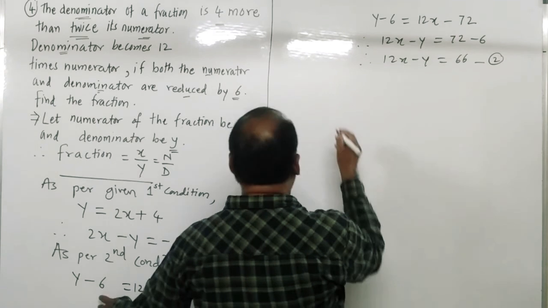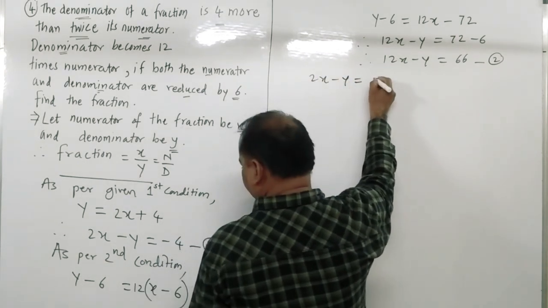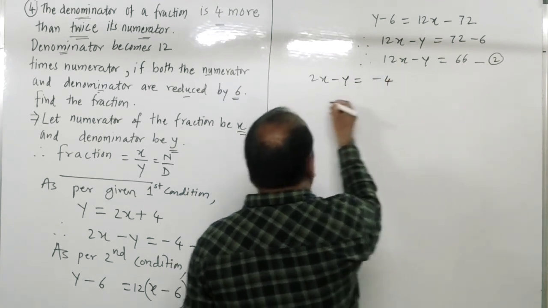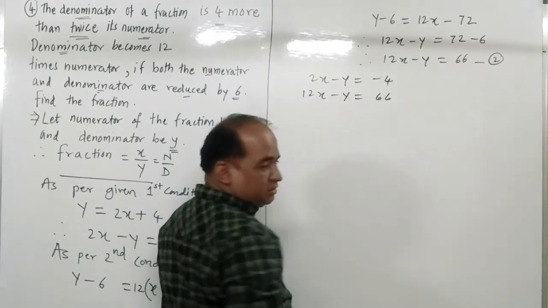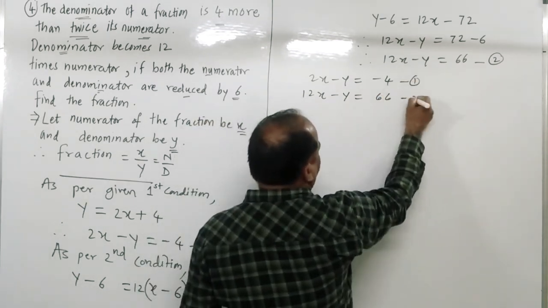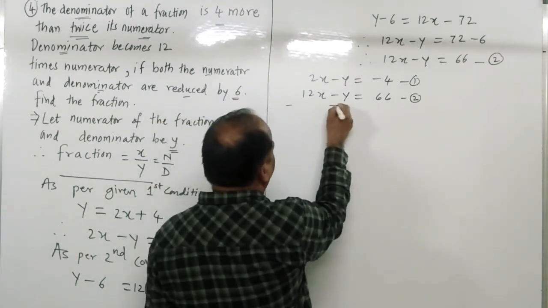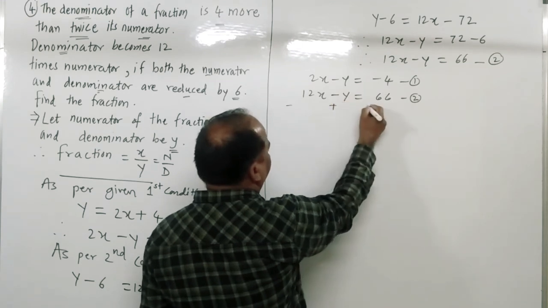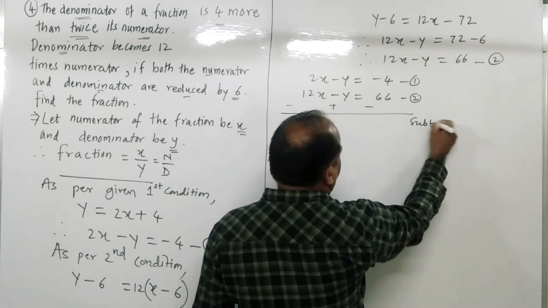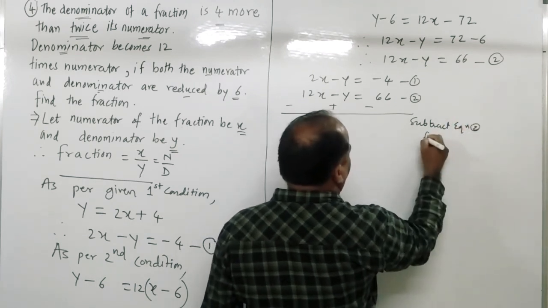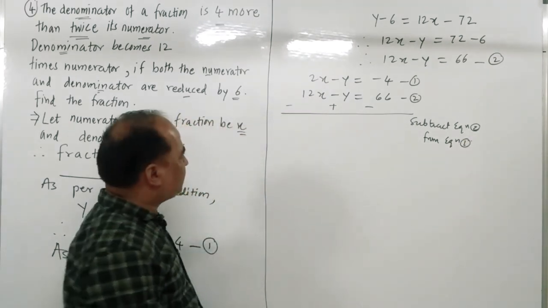Take equations 1 and 2 together. So first equation is 2x minus y is equal to minus 4 and second is 12x minus y is equal to 66. Now subtracting these equations, minus y will become plus, and minus 66. Subtract equation 2 from equation first.